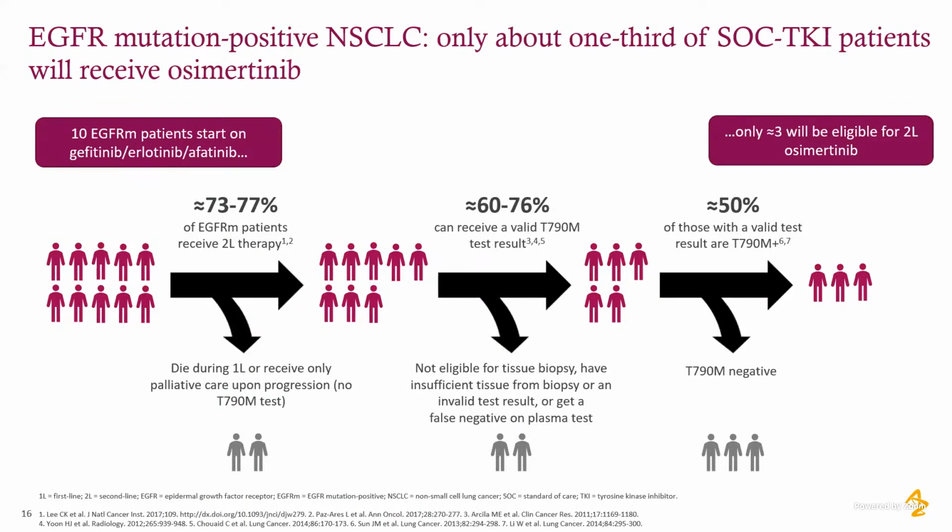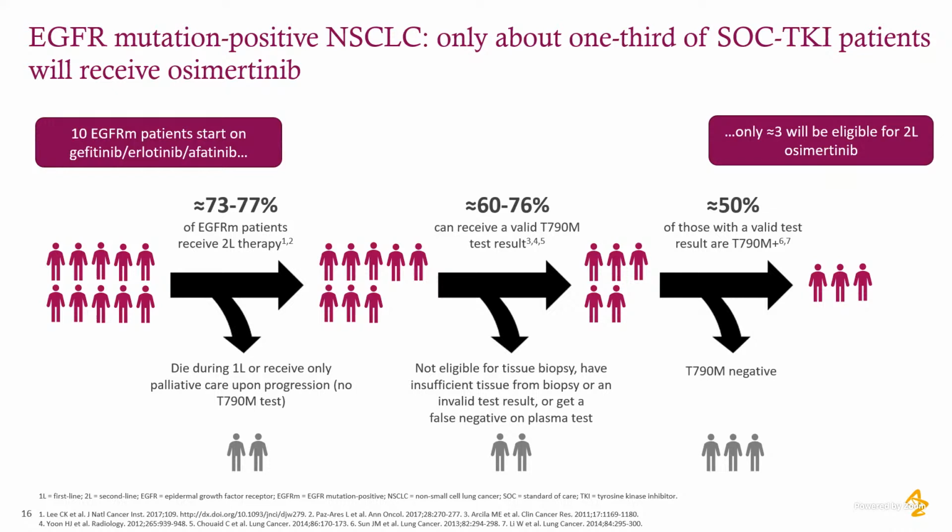So in EGFR mutation positive non-small cell lung cancer, only about 1/3 of standard of care TKI patients will receive osimertinib. Like these 10 patients, if we take, who are started on gefitinib, erlotinib, or afatinib, around 20% die during first line of treatment only, or receive only palliative care upon progression. No T790M mutation test being done. So 73 to 77% of EGFR mutation patients receive second-line therapy.